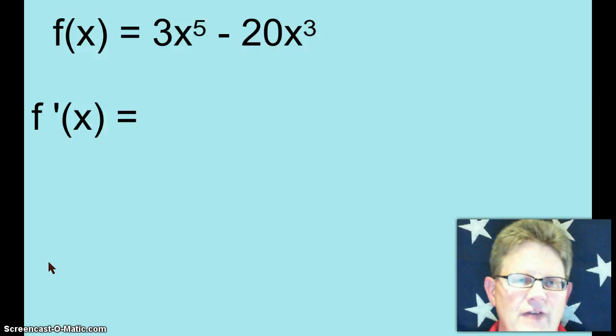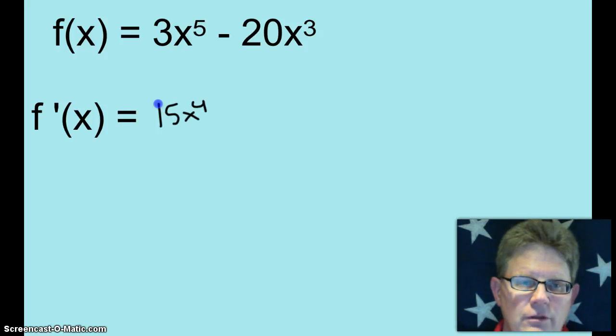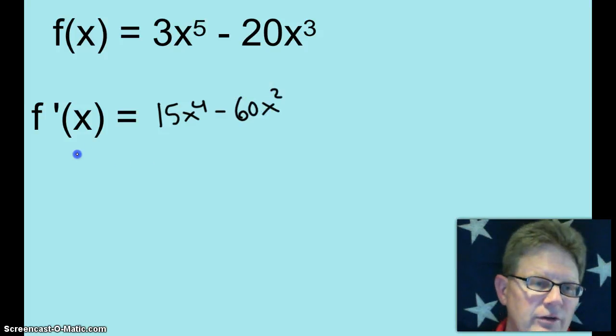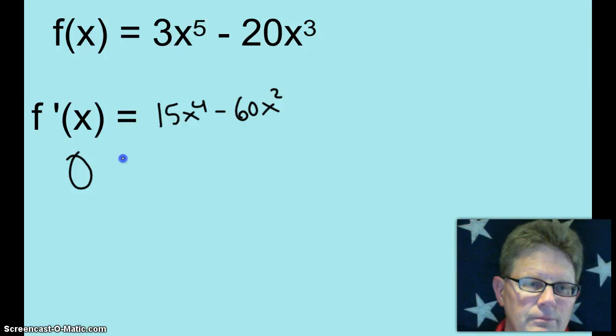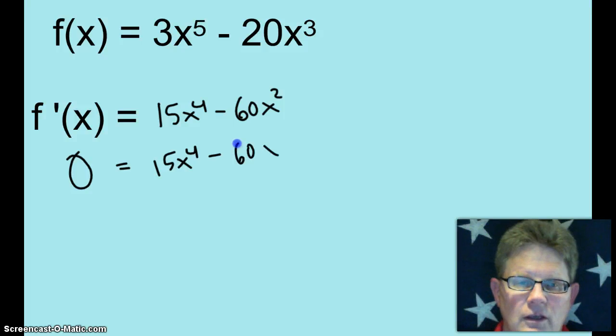All right, your f of x is 3x to the fifth minus 20x cubed. So let's go ahead and find out what y prime is. That would be 15x to the fourth minus 60x squared. You betcha. Set that derivative equal to 0. 15x to the fourth minus 60x squared.